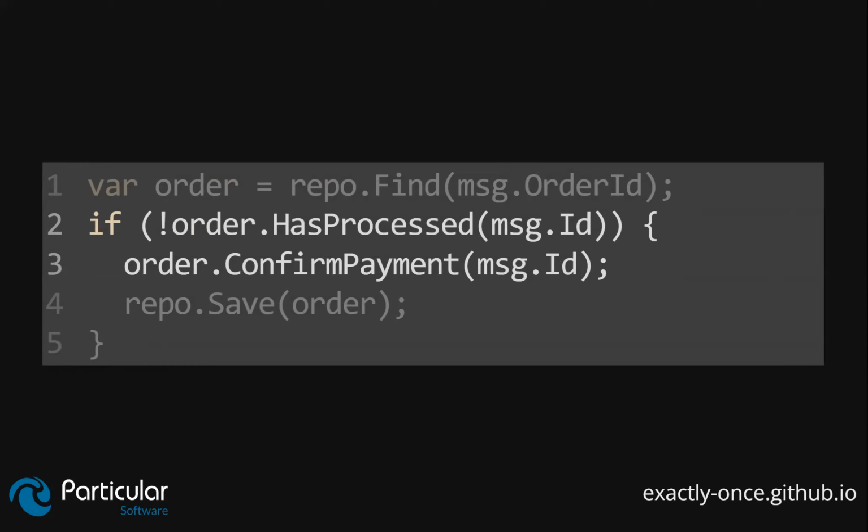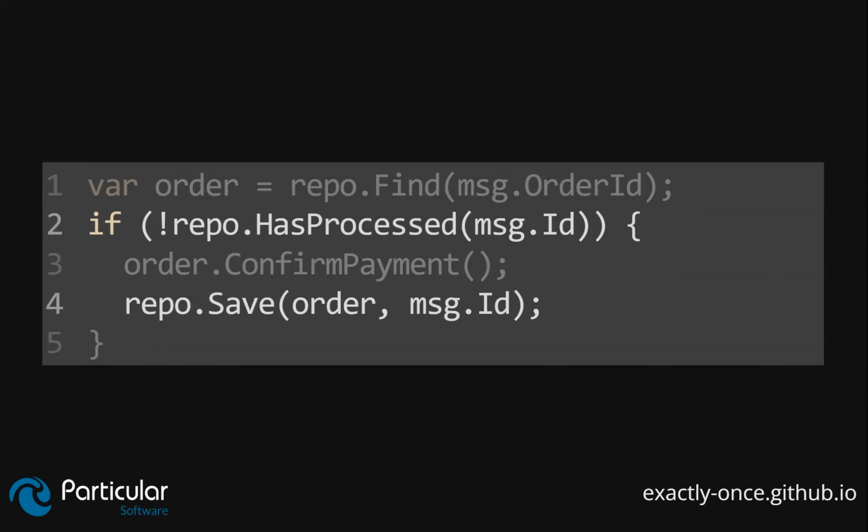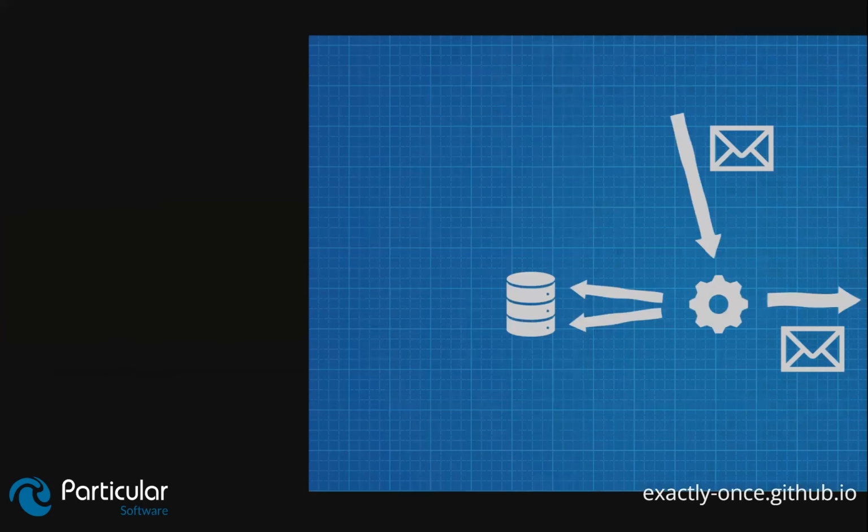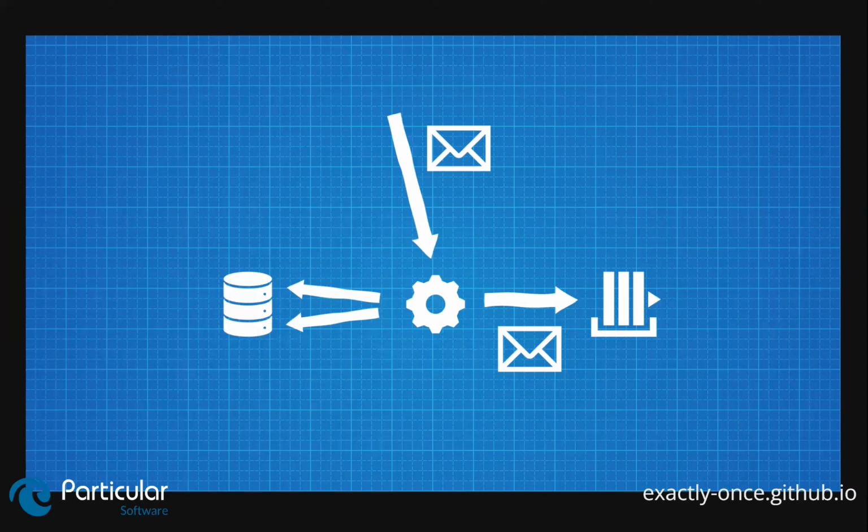So we can restructure that code. It's just a simple refactoring to make the repository responsible for keeping track of messages processed. Now our aggregate is clean and represents just the business concepts, and the repository has the hasProcessed method, and the save method has an additional parameter, which is the message ID. So it can atomically, in one transaction, save the aggregate and mark that message as processed. That's represented here on the diagram with a double arrow, meaning that the database serves a double purpose. It's both the data store for the business domain and also keeps track of processed messages.